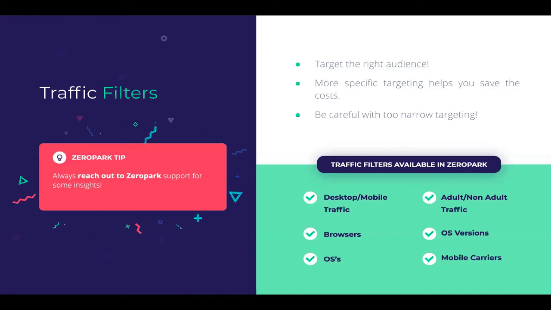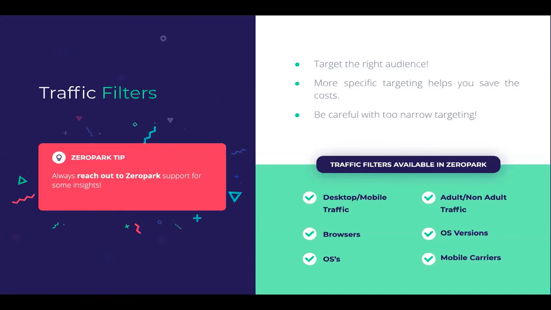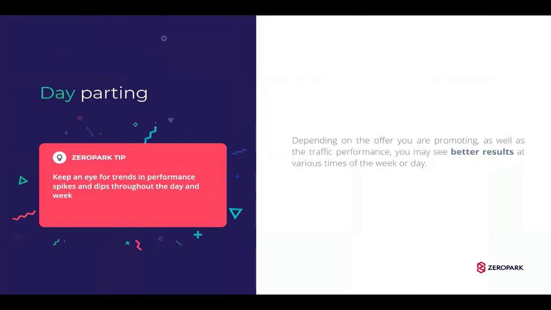When running new offers, you can always reach out to our support team for some insights, but also to your affiliate network to check what traffic filters have been performing for other users who promote the same offer. And like I mentioned earlier with the budgets, running that campaign for a couple of days, 4 to 5 days ideally at the minimum, but even longer, you might start to see trends in the campaign.